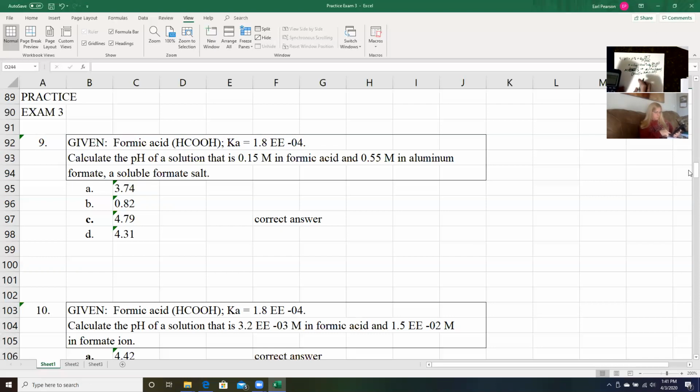So I'm getting 4.79, 4.786, whatever. There it is. It is answer C on the test. Okay, I'm ready to do number 10.